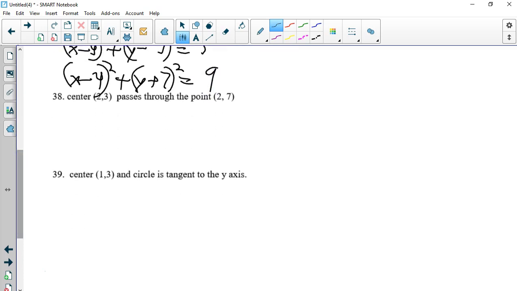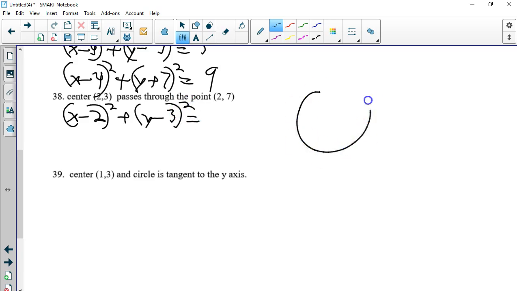All right. So here, I can start off at the beginning easily. X minus 2 squared plus y minus 3 squared equals the radius squared. Well, what's the radius? Well, if I have a circle, and this is 2 comma 3, and it goes through 2, 7. Well, if you think about it, that spot, 2, 7, is directly 1, 2, 3, 4 spots above.